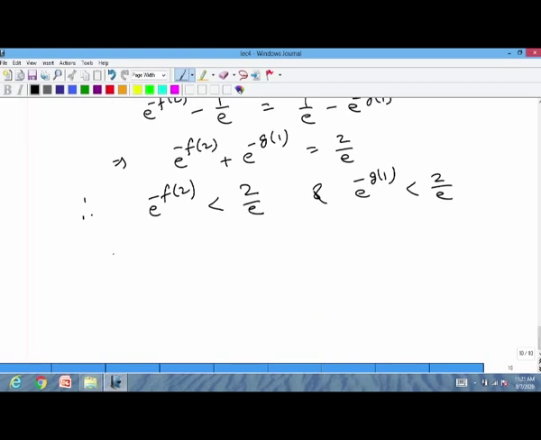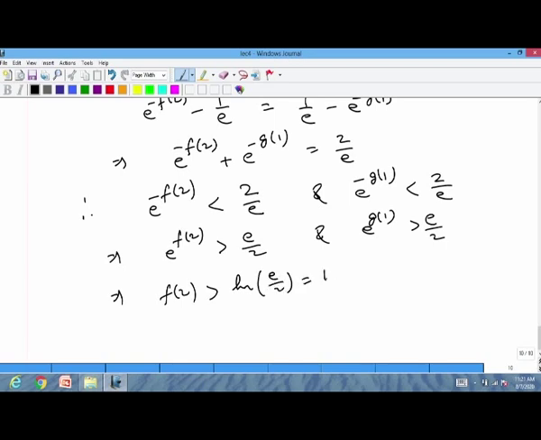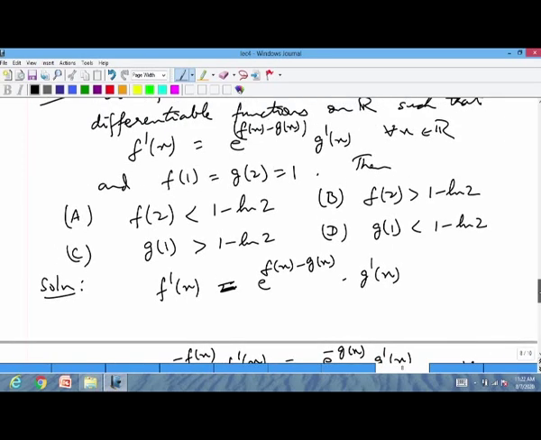So, this implies e to the f of 2 is bigger than e by 2, and e to the g of 1 is bigger than e by 2. Then by taking log, f of 2 will be bigger than log of e by 2, which is 1 minus log 2, and similarly g of 1 is bigger than 1 minus log 2. So, option B, f of 2 bigger than 1 minus log 2, and option C, g of 1 bigger than 1 minus log 2, these are correct, and A and D are wrong.